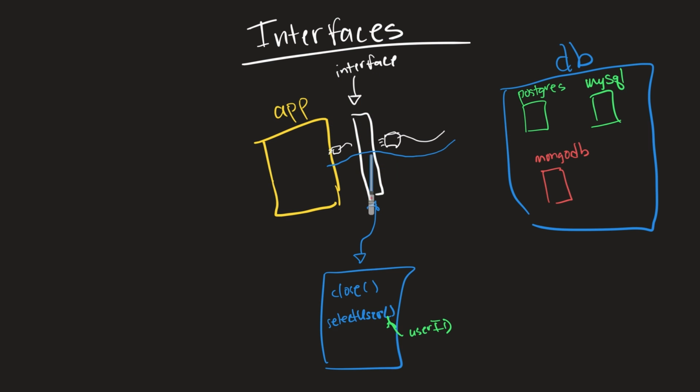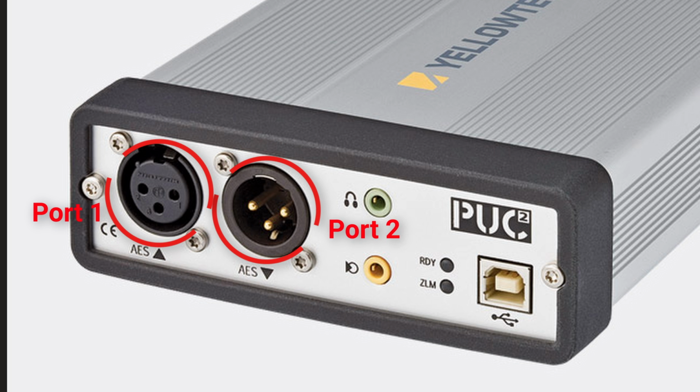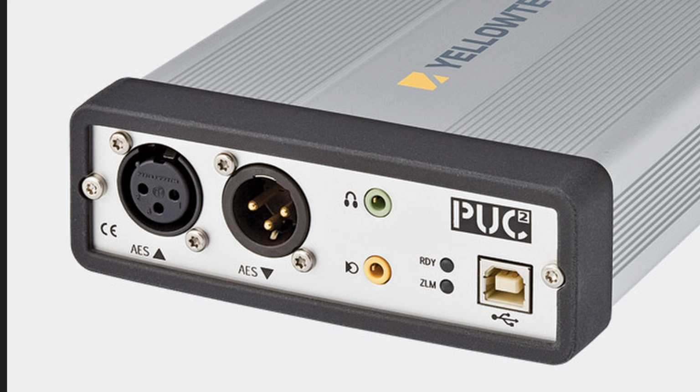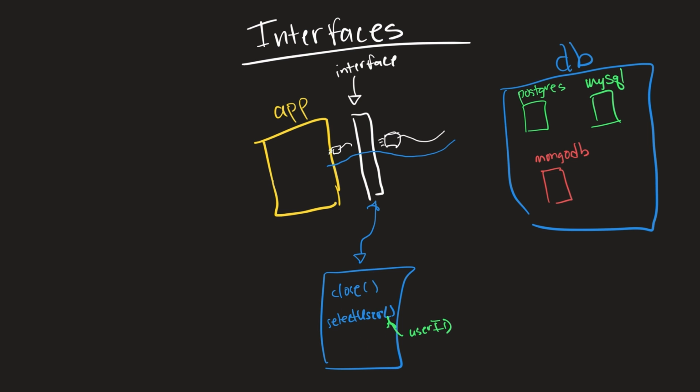So the interface is exactly that. If you want to think about it from a physical standpoint, it's a port, the same as with the audio interface. So it's like a shape. And in order for one of these database solutions to plug into our interface, it needs to conform to the shape of the port, right? The plug needs to conform to the shape of the port. And the way that it does that is by implementing the interface, or conforming to the contract of this interface.